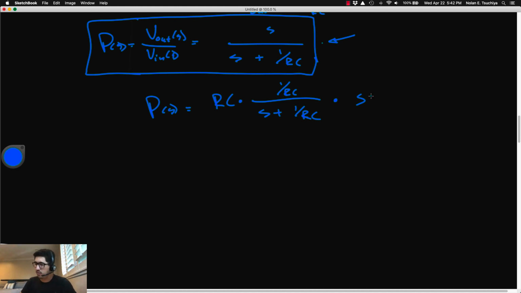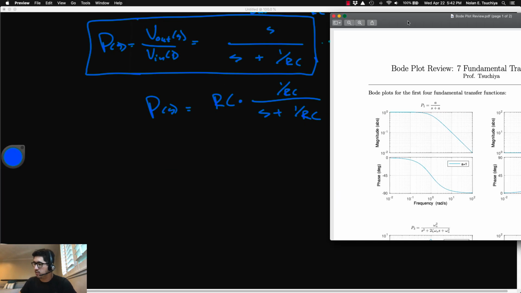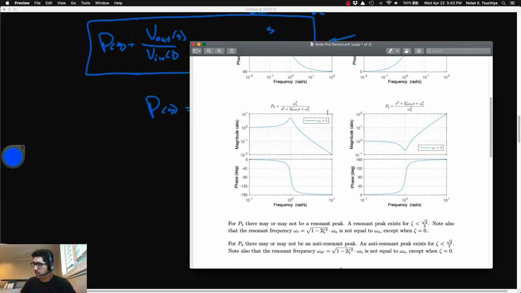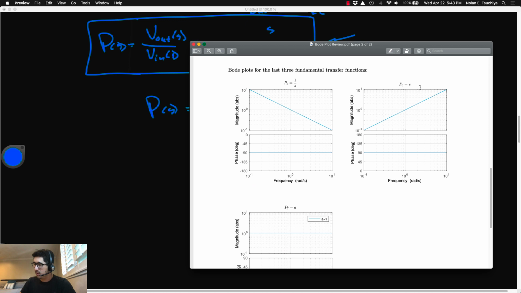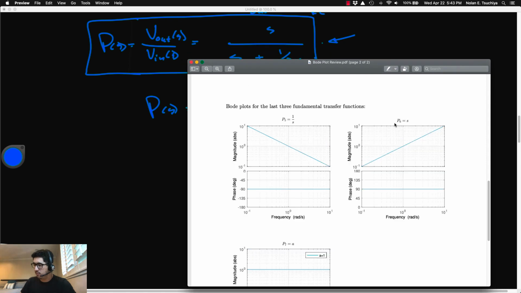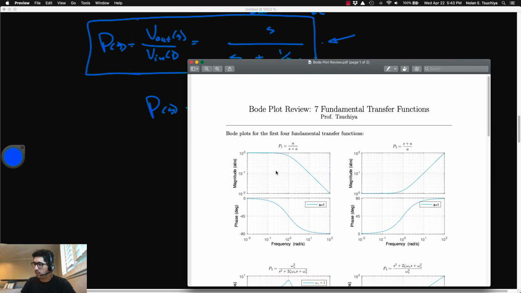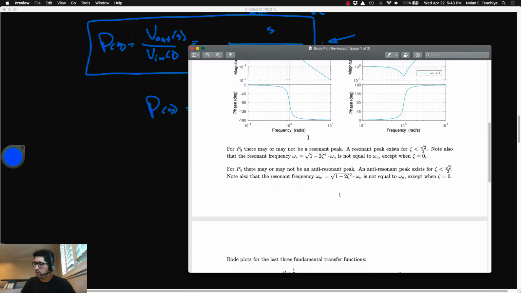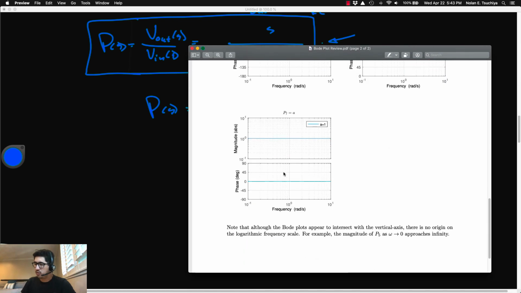And then the only thing that I have left to consider is the transfer function S. Okay, so this is one of those special transfer functions. It has a Bode plot that looks like this one down here, P sub 6. So we know what the Bode plot for S by itself looks like. We know what the Bode plot for A over S plus A looks like. And we also know what the Bode plot for a constant valued transfer function looks like, right? It's one of these special transfer functions as well.